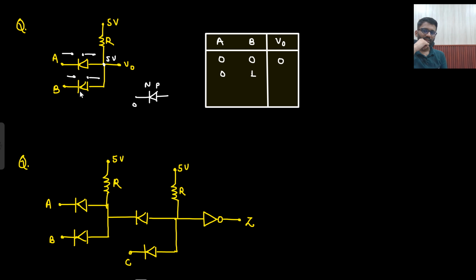If A is 0 and B is 1, this will be off, because across the diode, B is 1, that means 5 volt only. This is also 5 volt, this is also 5 volt. So this is unbiased. So this will be off, but this is on. So 0 will travel here again. And 1, 0, this time this 0 will travel here. But if both are 1, 1, then both are off now. Then what will happen? This 5 will travel here.